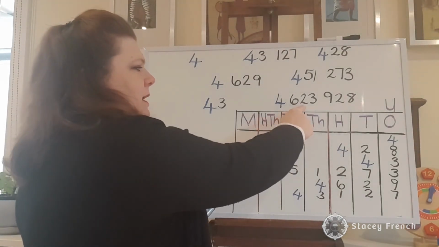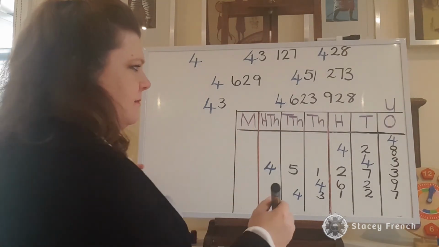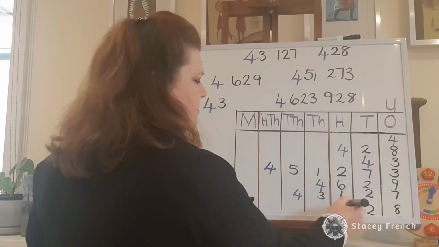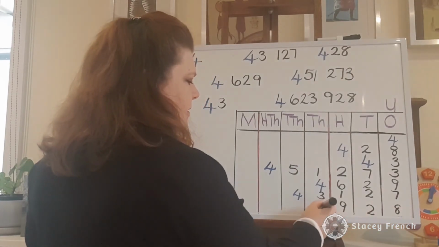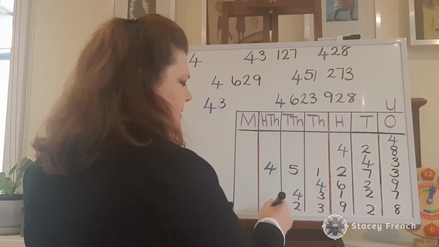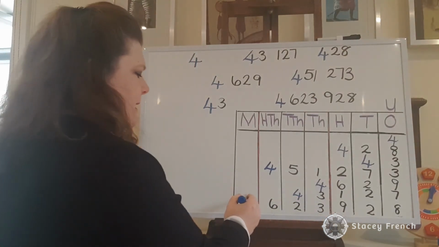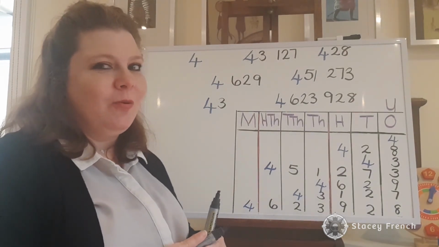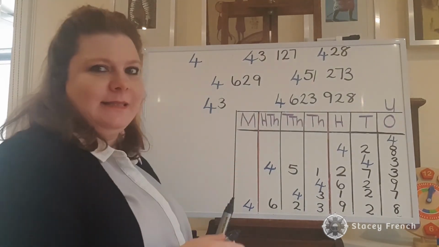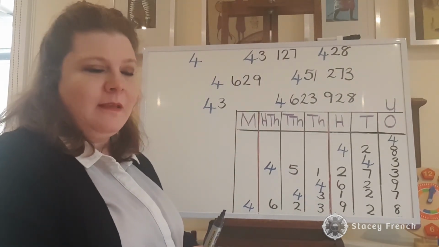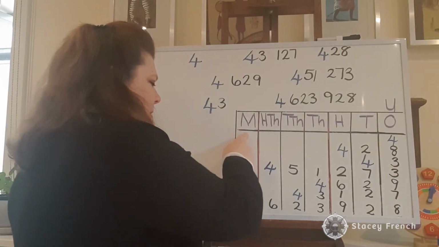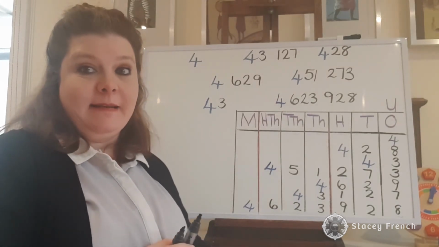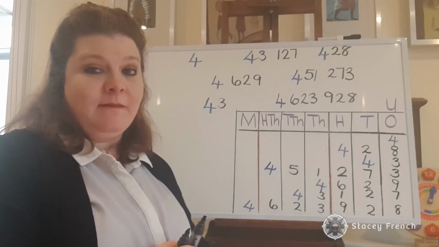Let's try the last one. Fill it in. 8, 2, 9, 3, 2, 6, and the number 4. How many of you knew it was going to be in the millions column? The 4 has a value of 4 million. 4 million.